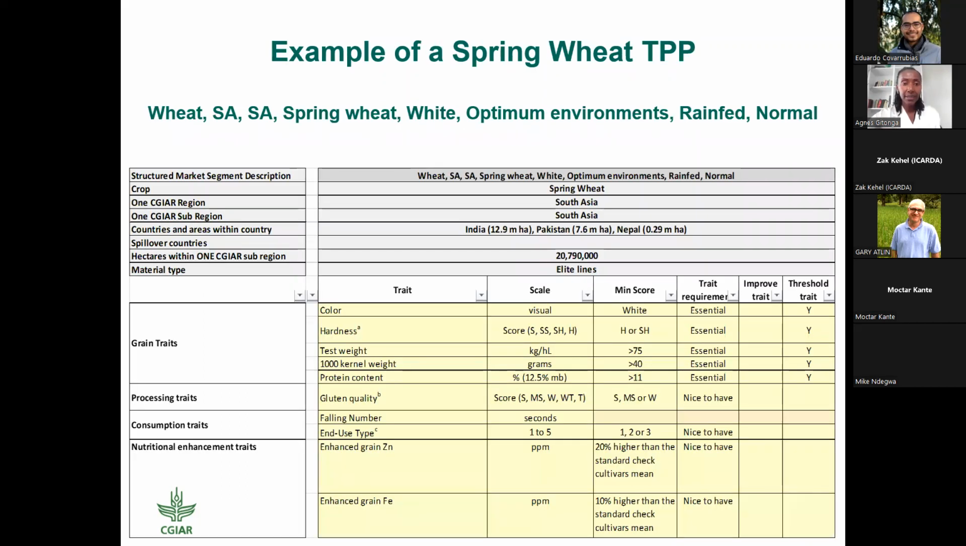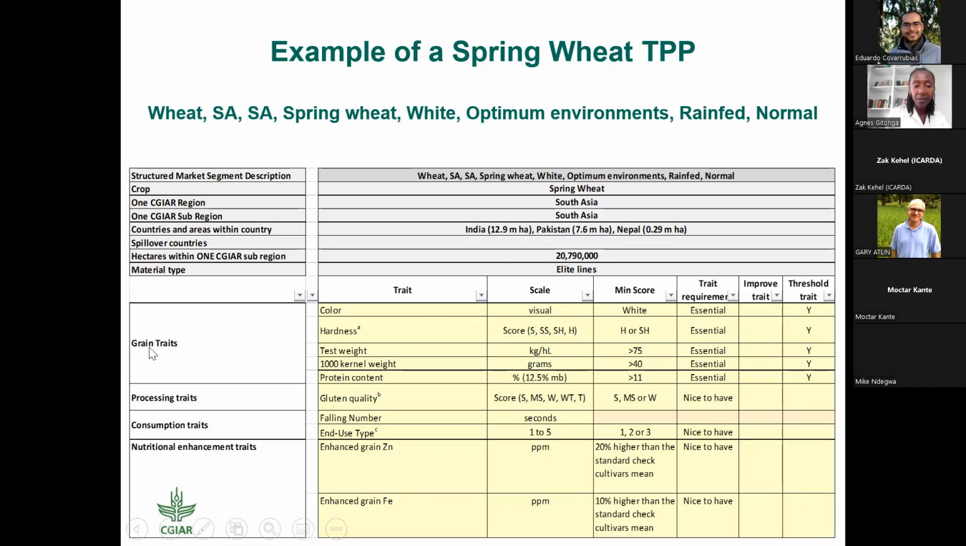As we come to a close, this is an example of a TPP of spring wheat for South Asia. What is important to see is that at the beginning, we have information that comes from the target, from the market segments. So we have the market segment description, which crop this is, the CG region and sub-region, then the countries that are within that market segment, and we also have the acreages. And now going down is where we have the traits.